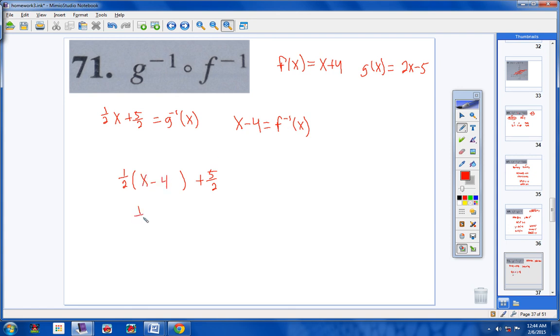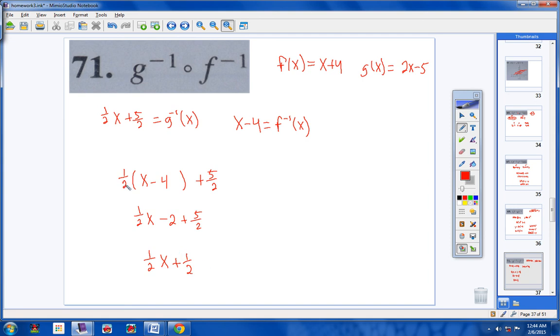1 half times x is 1 half x. 1 half times 4 is negative 2, plus 5 over 2. Alright, well, use a calculator if you want to, if you're not good with your fractions. 5 over 2 is 2.5. So negative 2 plus 2.5 would be a positive 1 half. So there we go. There's the answer.